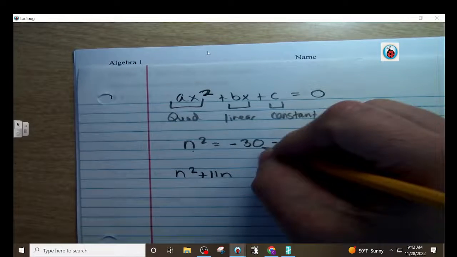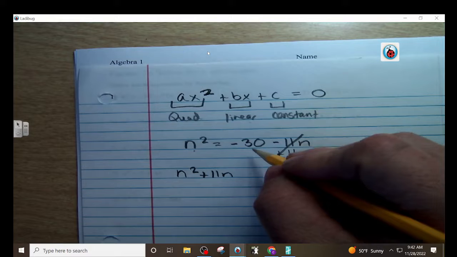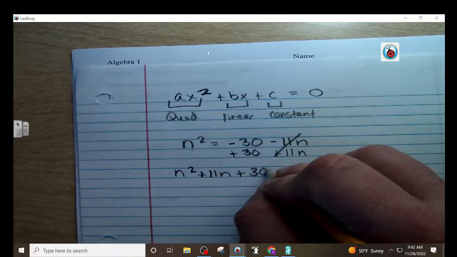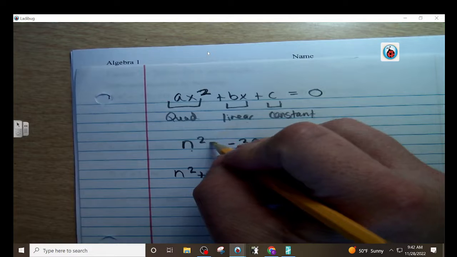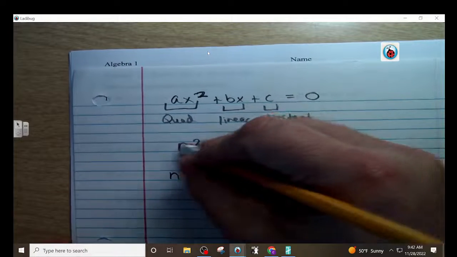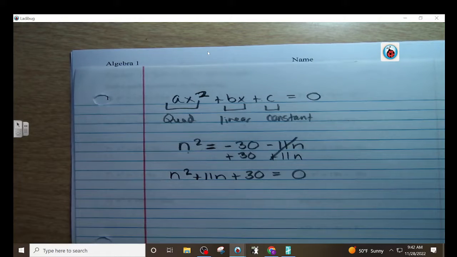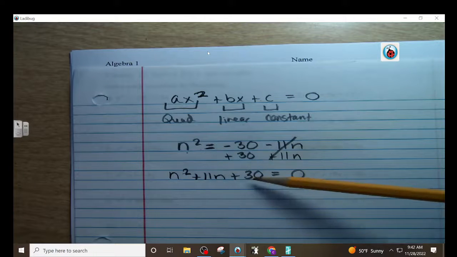All right, so that cancels out. And then to make negative 30 become 0, I add it, but I must add it to both sides. So guys, what we're doing, we're trying to get in standard form. We're trying to make the right side 0, okay? So that's the reason we did these first two steps. All right, so now it is in standard form because I got the quad term up front, the linear term in the middle, and my constant.